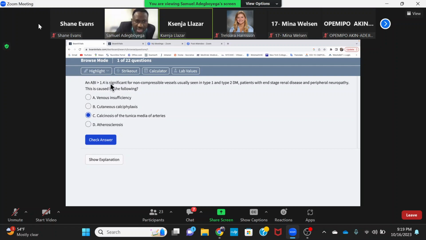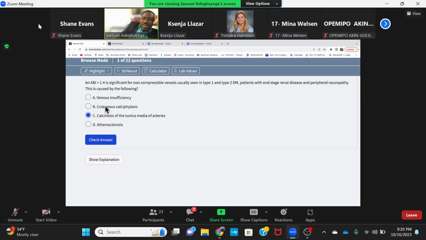Let's read the question again. An ABI of 1.4 is significant for a non-compressible vessel, usually seen in type 1 and type 2 diabetes patients with end-stage disease and peripheral neuropathy. This is caused by the following. It's caused by what? Calcification, obviously. Calcification of what? The arteries. Exactly. Why were you saying B? Because of the end-stage renal disease. I didn't read the question right. That's fine.